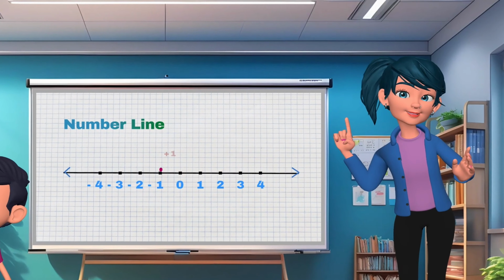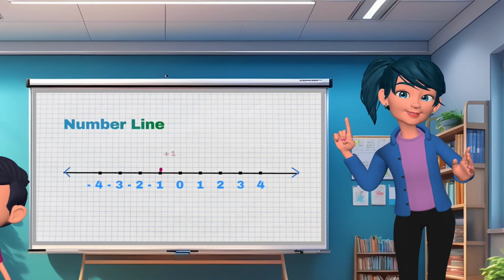Now, let us have a look. What is predecessor? Predecessor of a number is the number that comes immediately before it when we count backward, that is decreasing by 1. Mathematically, for any number n, the predecessor is n minus 1. For example, the predecessor of 5 is 4, the predecessor of -3 is -4, the predecessor of 0 is -1.